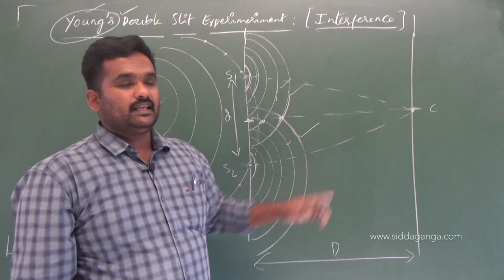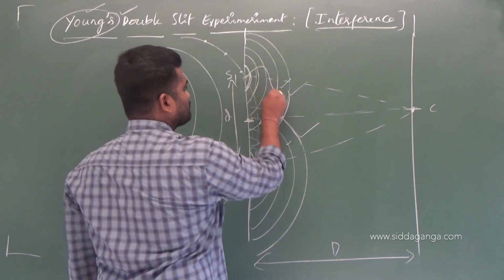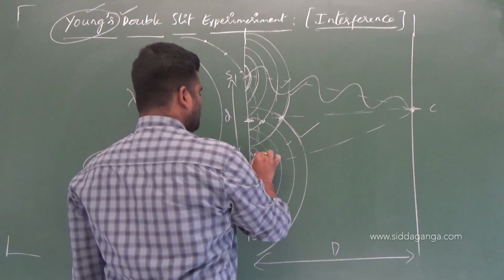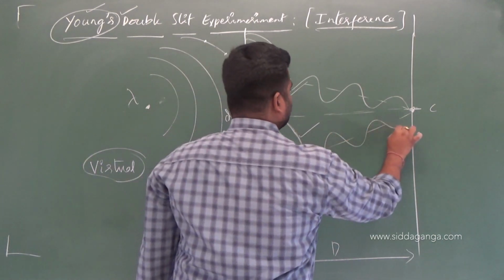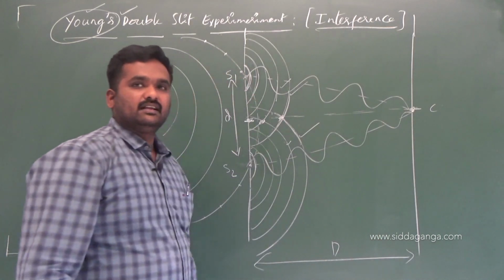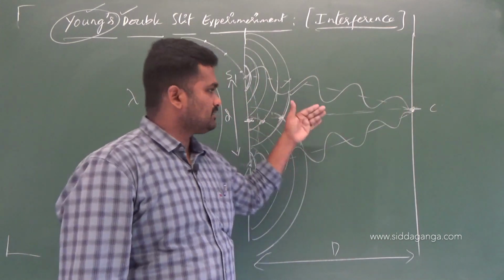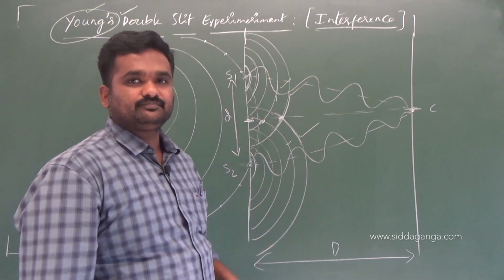Both will travel equal distances. A wave will travel like this and finally reach here. And here also, a wave will start here and finally reach this point. These two are going to travel equal distances. What is the phase difference between them?